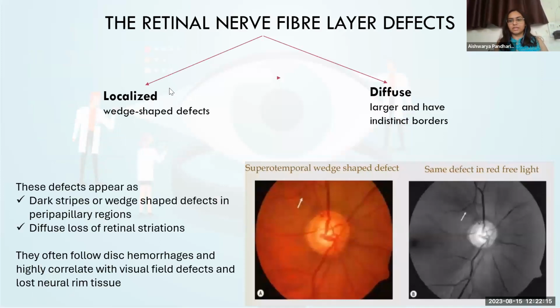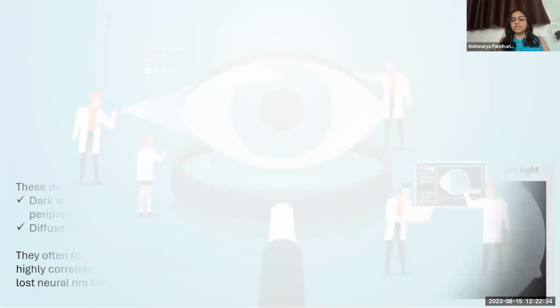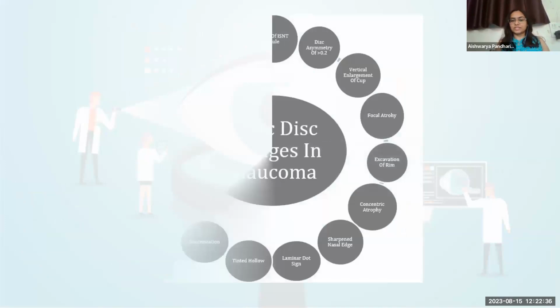Quickly seeing the retinal nerve fiber layer defects. These defects are most easily seen in red-free light. They could be either localized wedge-shaped defects or diffuse defects which have larger and indistinct borders. They often follow disc hemorrhages and they highly correlate with the visual field defects and the lost neural rim tissue. The following slide summarizes all the optic disc changes we just discussed.